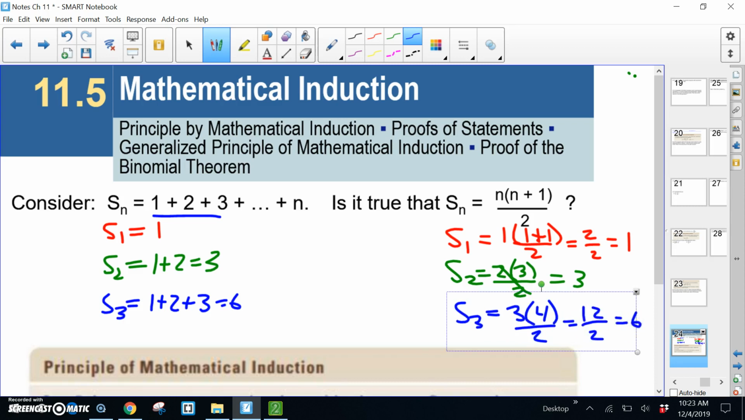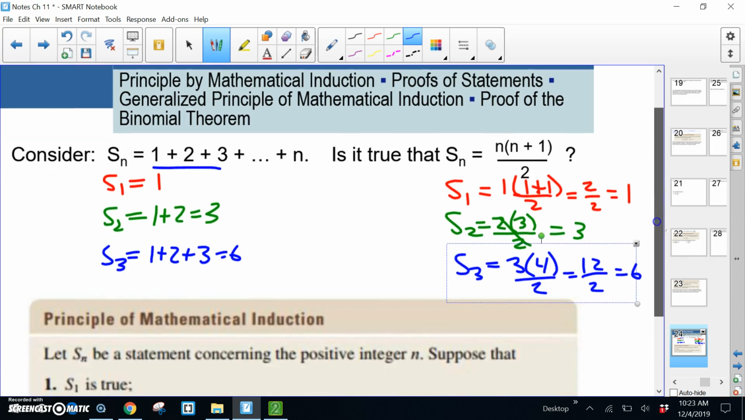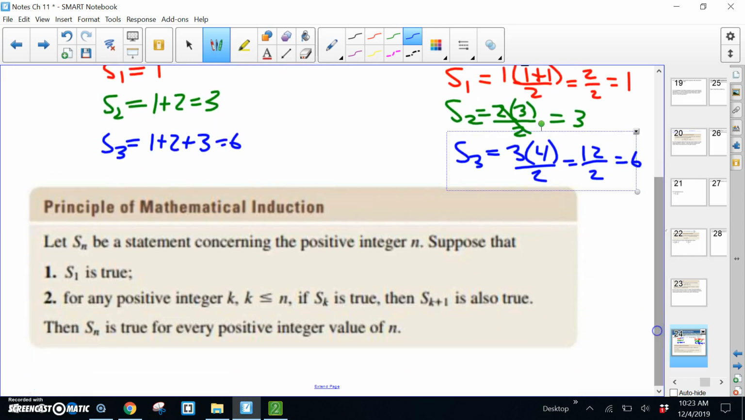Okay, so my gut feeling is that, yes, this is true. I feel like it's going to be true no matter what number I plug in. But unfortunately, that's not thorough enough to serve as a proof. I've only really proven it for n equals 1, 2, and 3. I need to prove it for all of the n's. Okay? So that's where this concept of mathematical induction comes in.